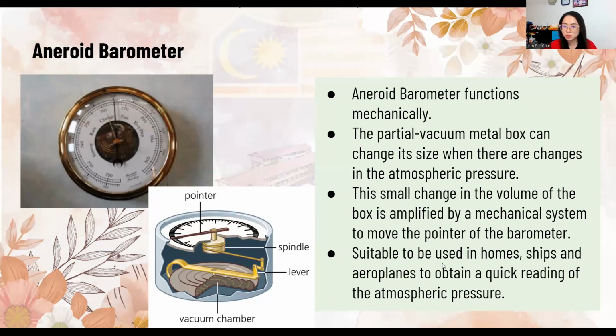Okay, it is suitable to be used in homes, ships and aeroplanes to obtain a quick reading of the atmospheric pressure. Compared to the mercury barometer, if you want to bring that mercury Fortin barometer and build it in an airplane, it's impossible because mercury itself is very, very heavy. You see, the density is high, that's why it is heavy. Okay, now I move on.